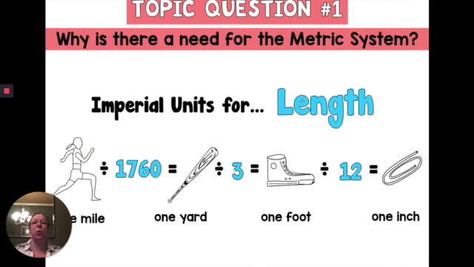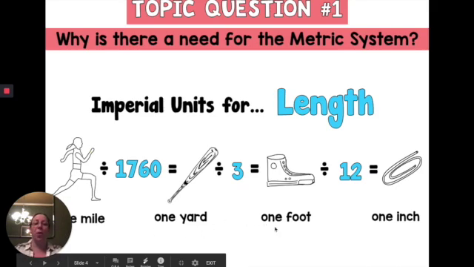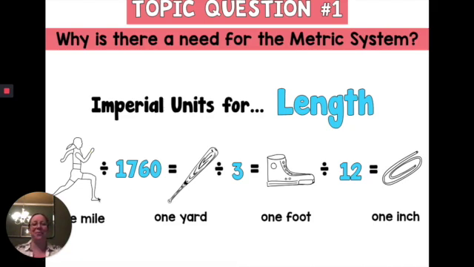Imperial units for length you may have used are things like 1 mile, 1 yard, 1 foot, and 1 inch. And most of you should know that there are 12 inches in a foot, 3 feet in a yard, and 1,760 yards in 1 mile.